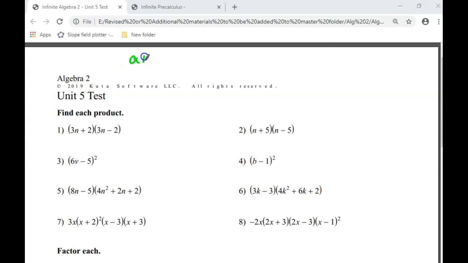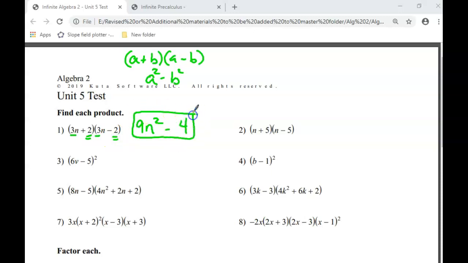So, for the first one, anytime you have two binomials that are exactly the same but have an opposite sign, that's what we call a conjugate pair, which results in a difference of squares. So you square the first term, you square the last term, you put a minus between them. My first term is 3n, so if I square that, I get 9n squared. My last term is 2, so if I square that, I get 4, and you put a minus between them. The box method will work, but that's faster.